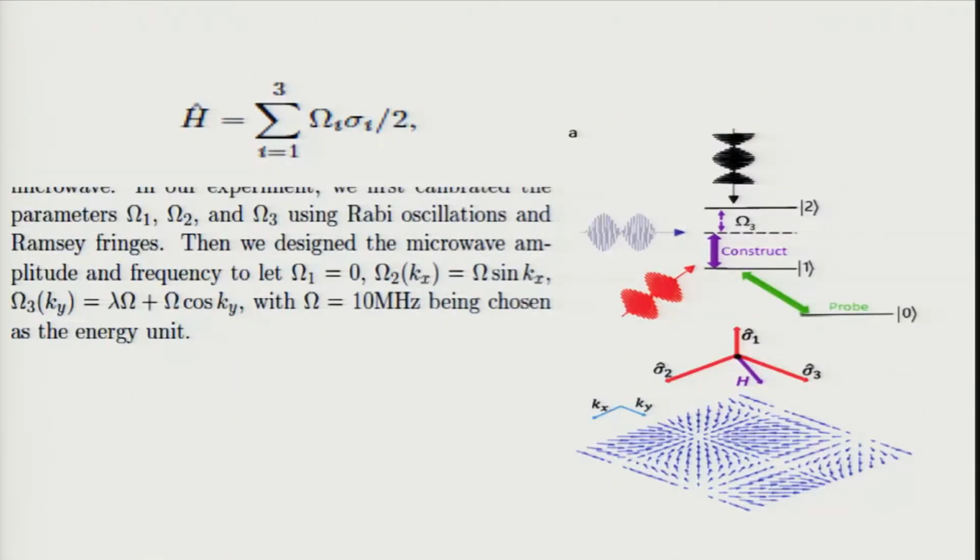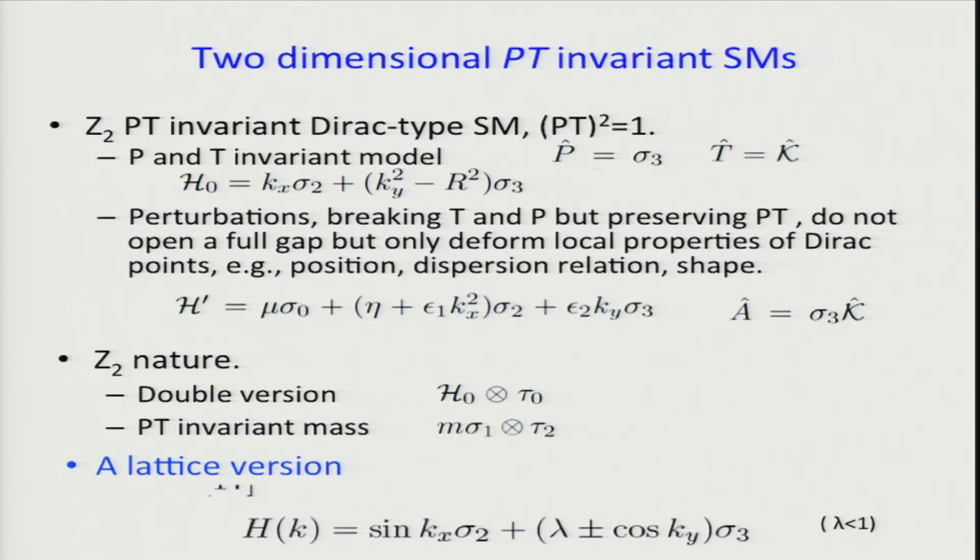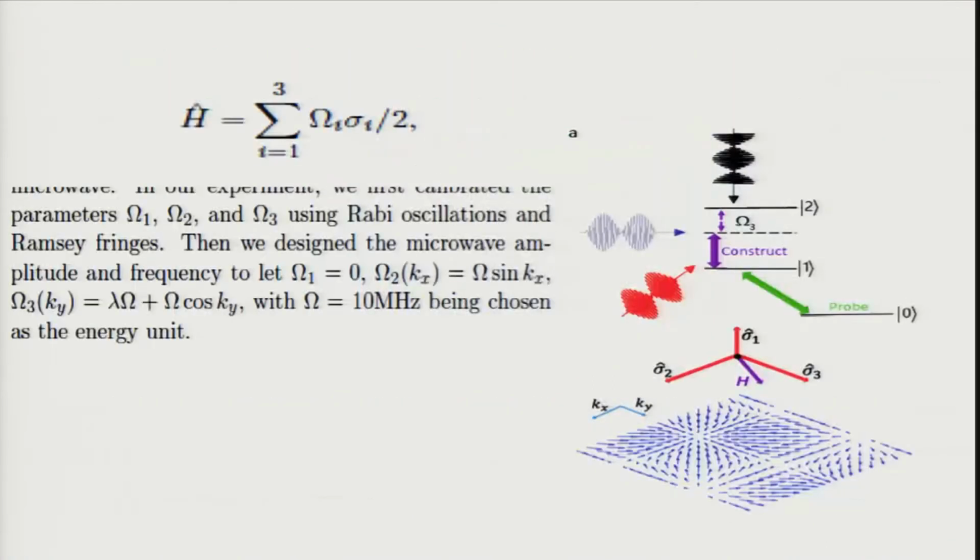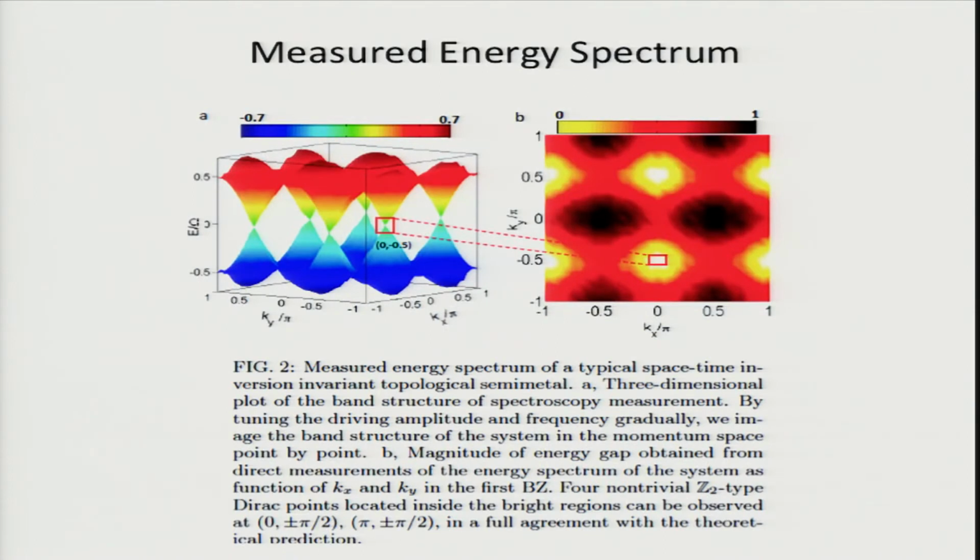Very simple. Here, I can change the lambda or change some other things. Then the shape can be significantly changed. The point can be moved, but the gap cannot be opened. This is protected by PT symmetry.